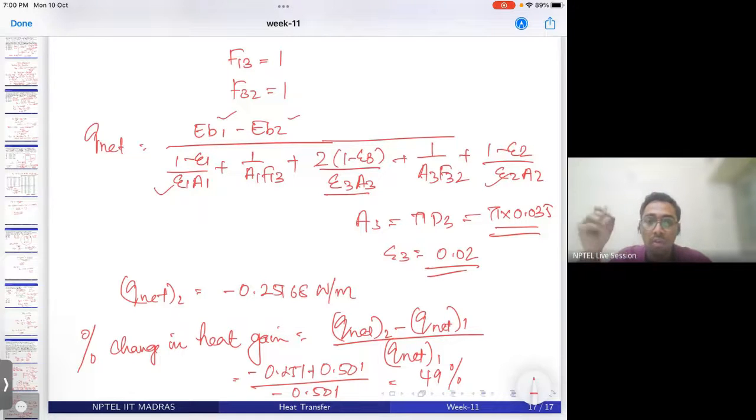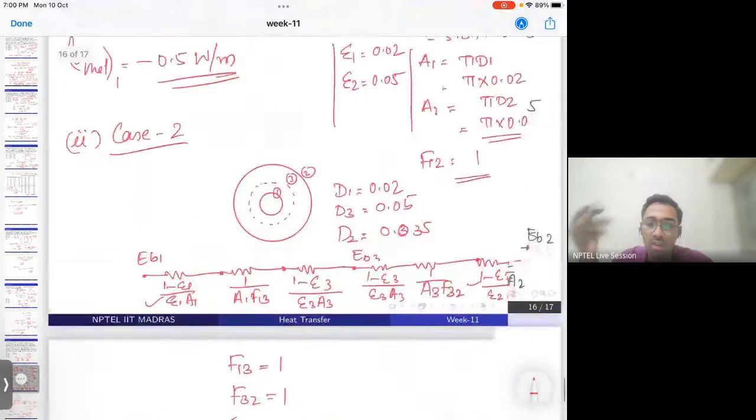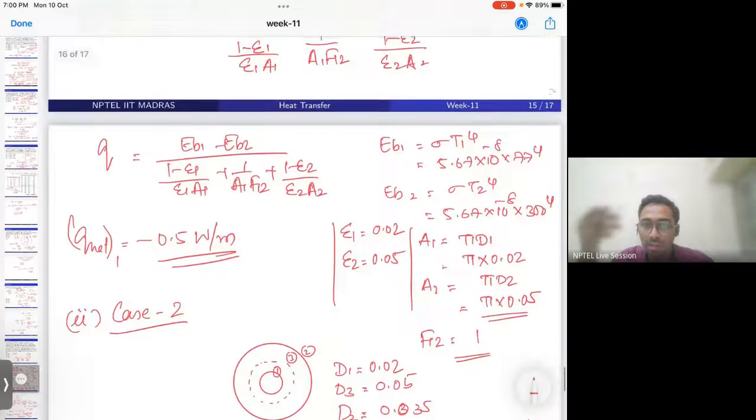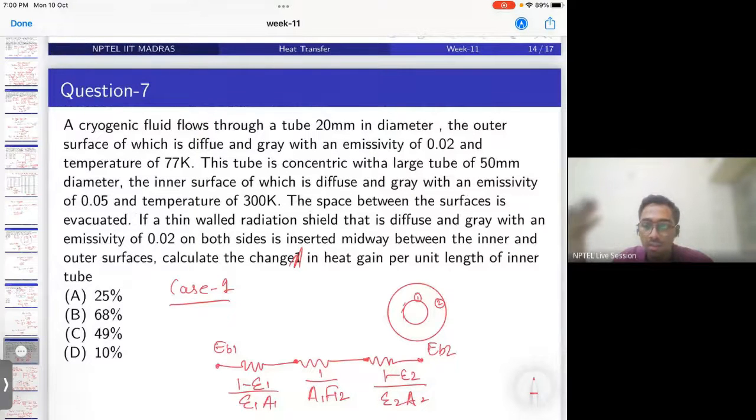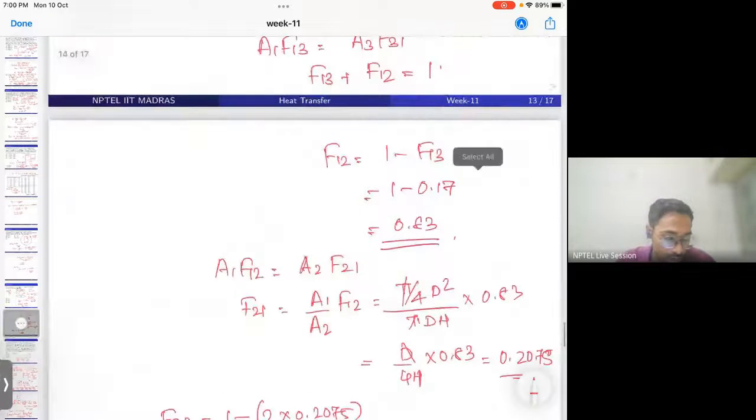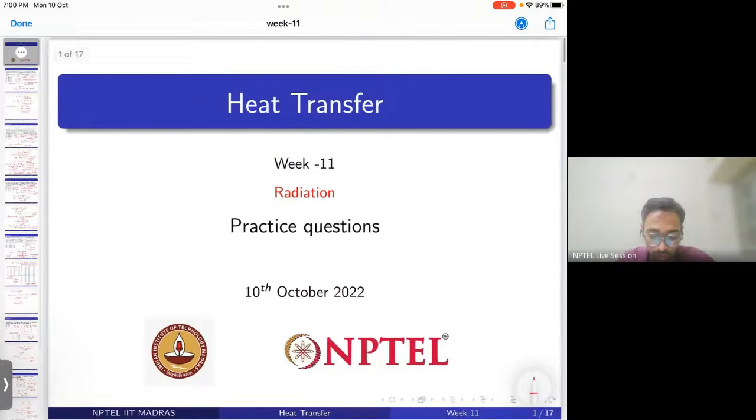So there will be a 49% reduction in the heat gain by the cryogenic fluid. It's a reduction. So radiation shields are commonly used to reduce radiation heat transfer. We'll discuss that more clearly in the next lectures. Sir will be discussing radiation shields in the coming lectures, so we'll get more clarity if you watch that.